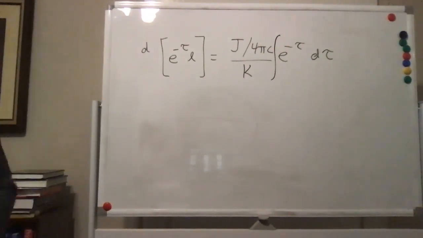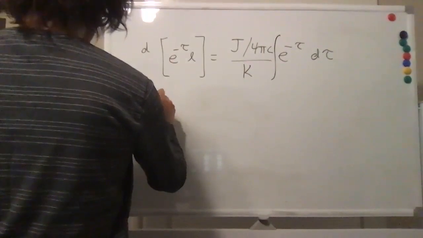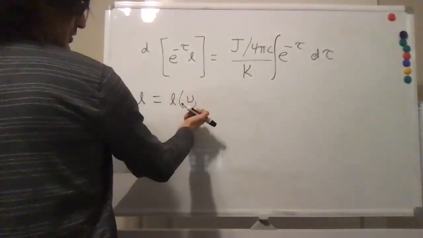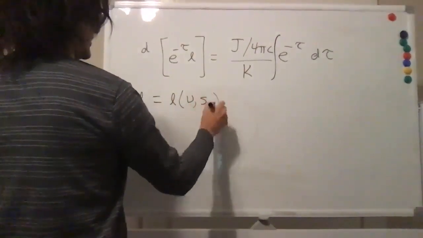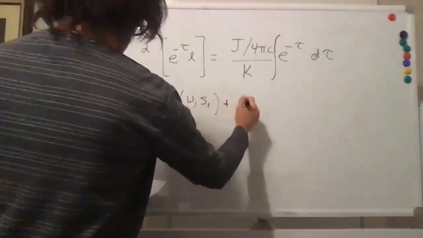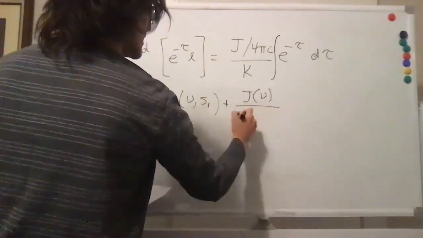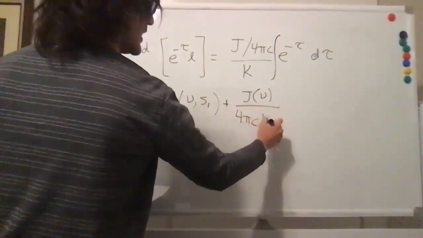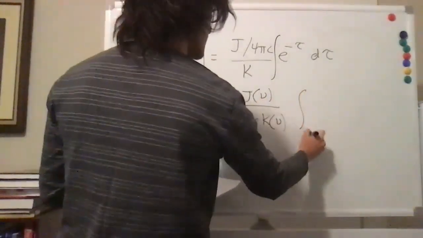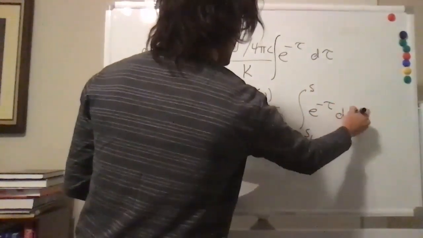So from this one, we're going to get L equals L, and then this is a function of the frequency and S1. That's why I'm putting it in there. So we can take it out, so it's just J, which is a function of the frequency, divided by 4 pi C K, which is a function of the frequency. And then we have S1 and S, e to the negative tau d tau.